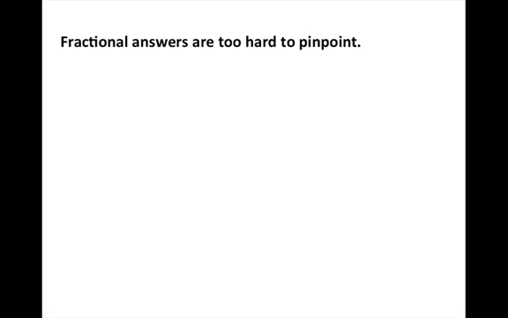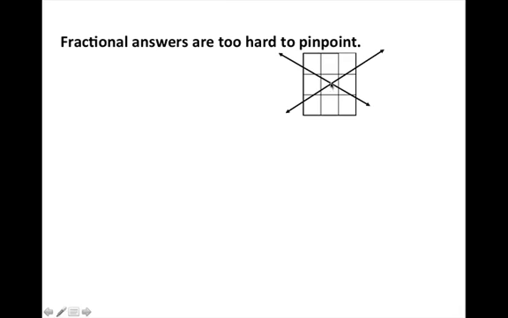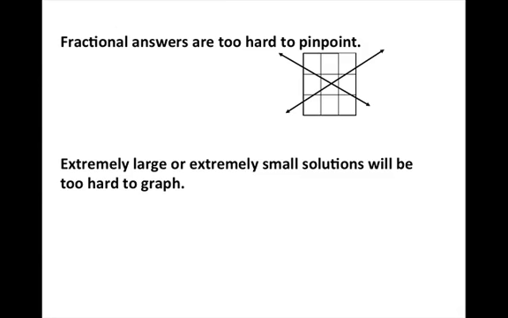Also, and probably the biggest reason for me, is fractional answers are too hard to pinpoint. If your answer did not fall directly on a box corner, if it fell in between the lines, it's hard to tell what fraction that is. And then finally, if the solution is extremely large or extremely small, it's going to be hard to graph. So suppose my solution, instead of being a 2, 3, suppose it was a 200 and a 500. I just don't want to have to graph numbers that large.